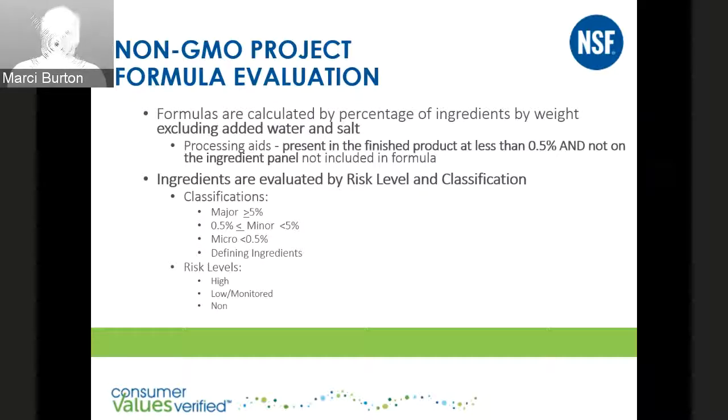The non-GMO project also has a special defining ingredients clause, and that means if a product has the name of an ingredient in the name, then that becomes a defining ingredient, and those ingredients must be treated as a major ingredient regardless of the actual percentage in the product. So again, the risk levels are high, low risk or monitored risk, and non-risk, and we'll get into those real quick.